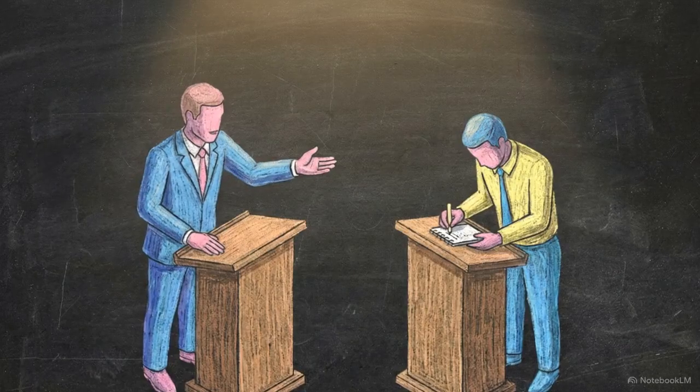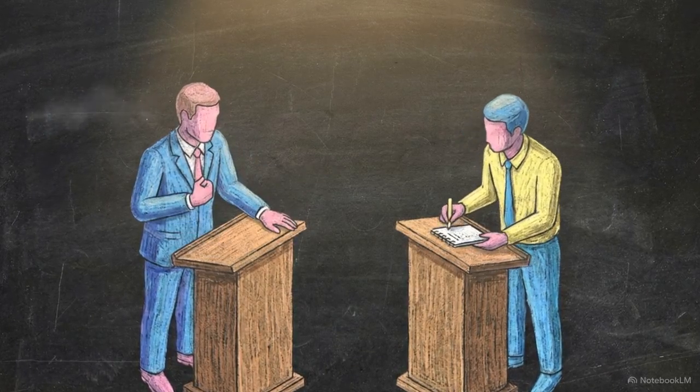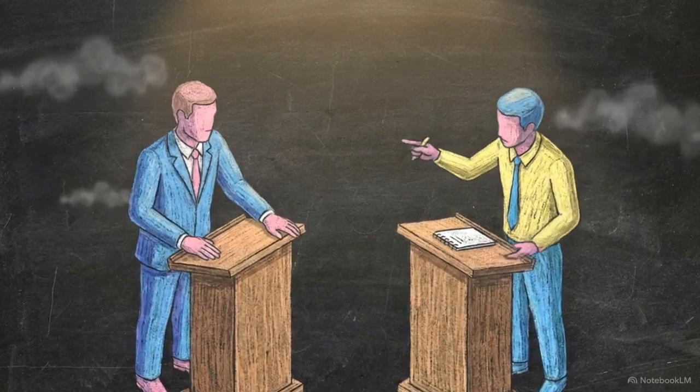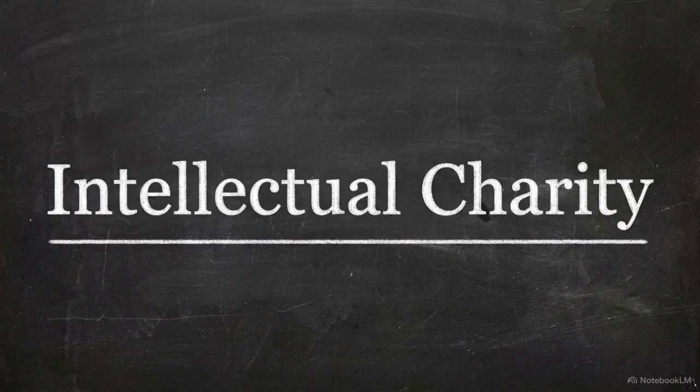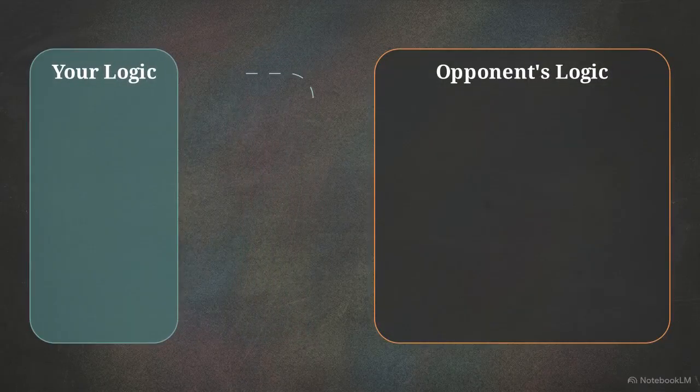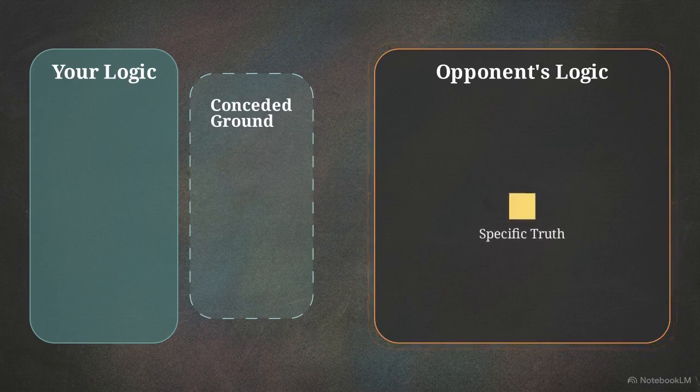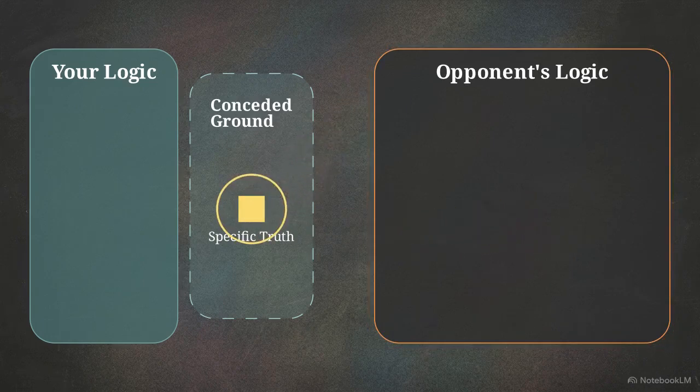Identifying the fallacy is only the first step. You must also know how to dismantle it in an active debate. A successful logical counterattack requires the principle of intellectual charity. You begin by conceding ground. Acknowledge to your opponent that in very specific instances, characteristics actually do transfer from the whole to the part.